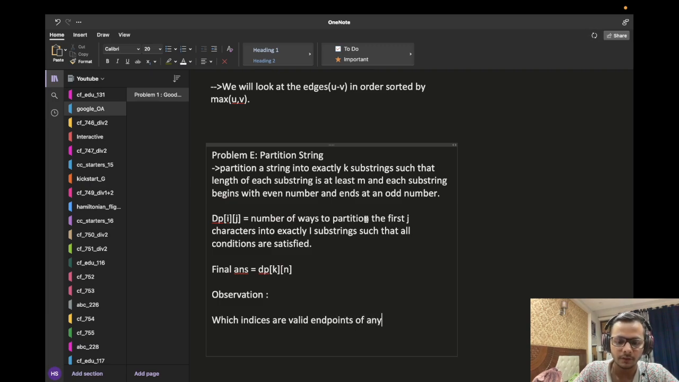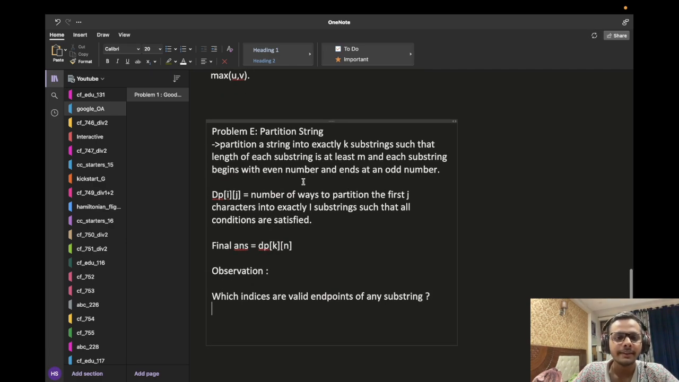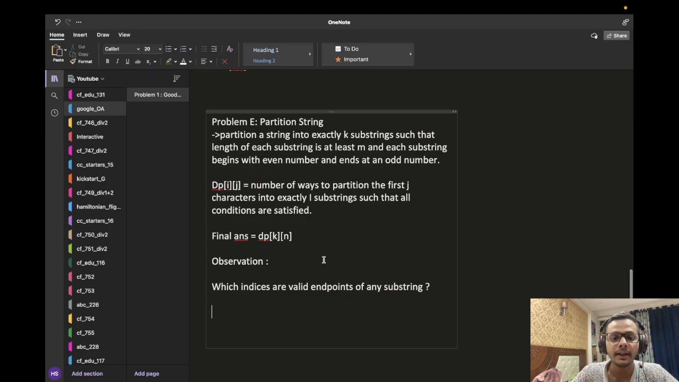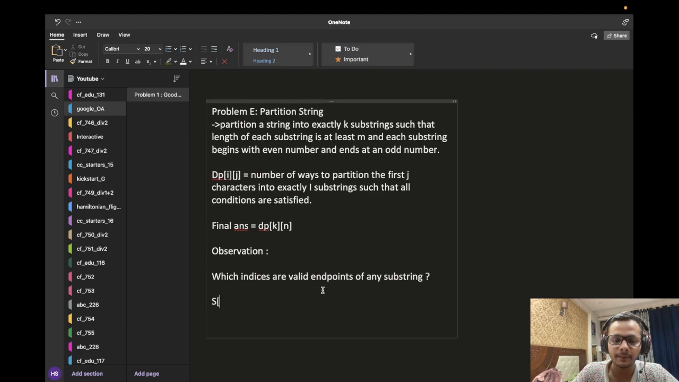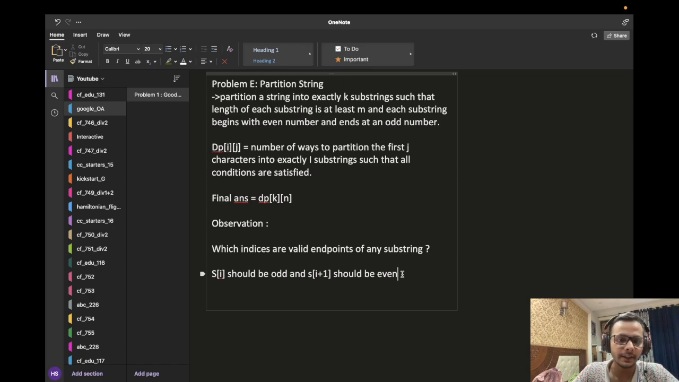So which indices are valid endpoints of any substring? As you can notice, the answer is pretty simple: each string should end at an odd character. So if a particular index i is a valid endpoint, then s of i should be odd for sure. But another thing to note here is that once we end at i, we are starting our next string from i plus 1. So s of i plus 1 should be even as well, right? Because every starting point should be an even number. So the two conditions for any point to be a valid endpoint of a substring are that s of i should be odd and s of i plus 1 should be even.